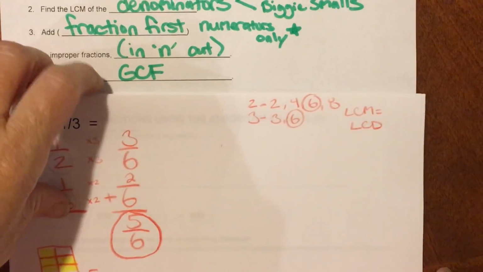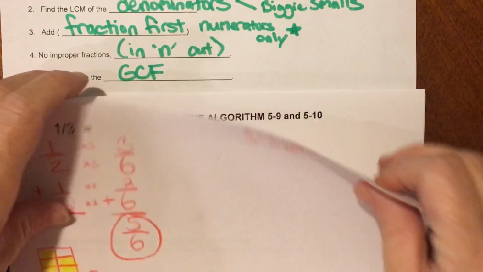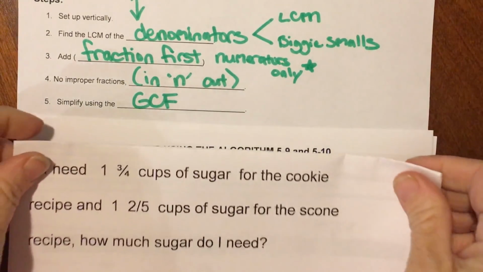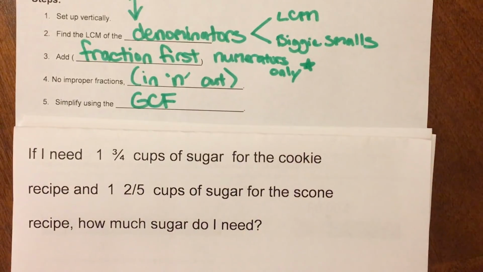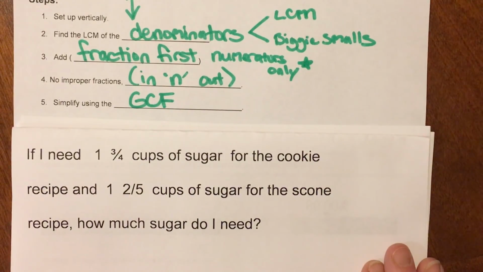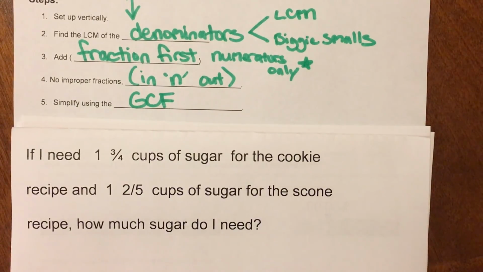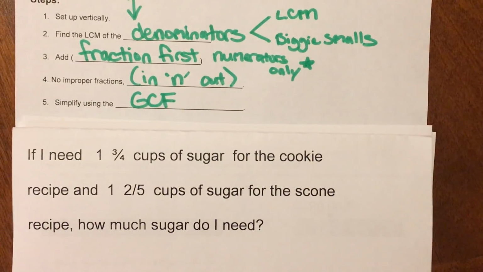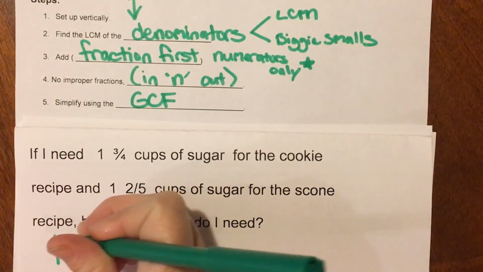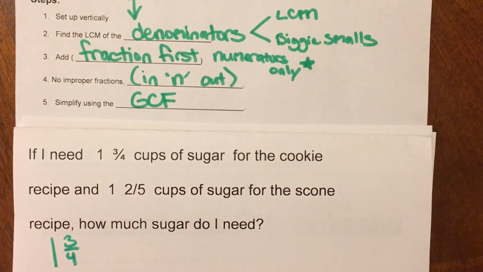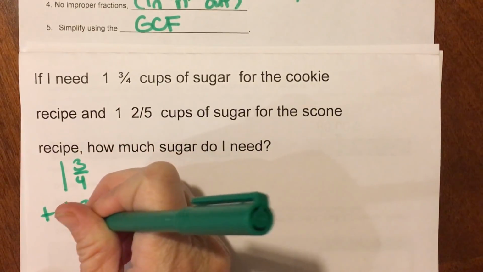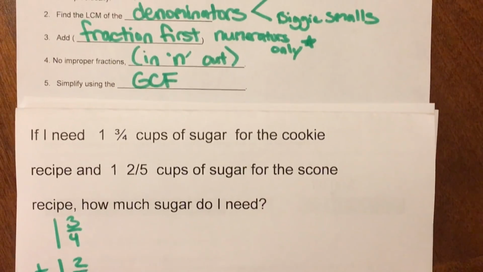Okay, let's try another one. So let's get my steps ready. And here's my next one. If I need 1 3/4 cups of sugar for the cookie recipe and 1 2/5 cups of sugar for the scone recipe, how much sugar do I need? Okay, so I'm going to set up my problem vertically. 1 3/4 plus 1 2/5. Okay, what do I do next?